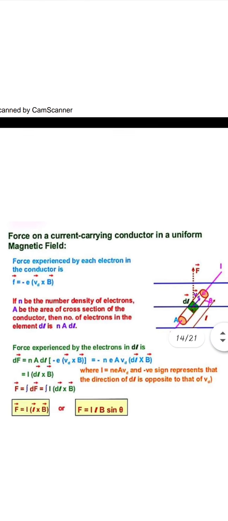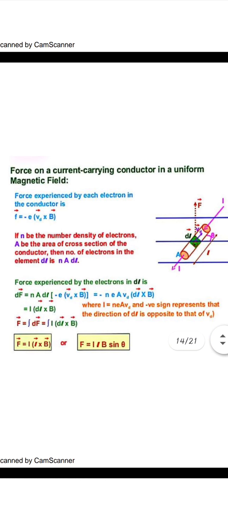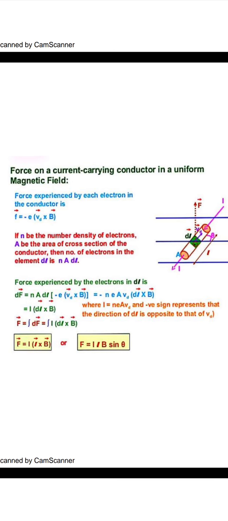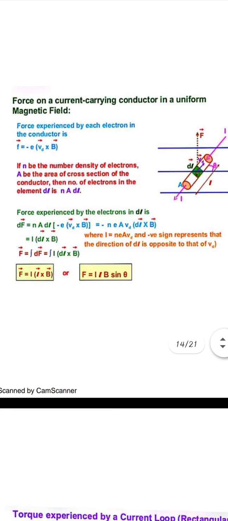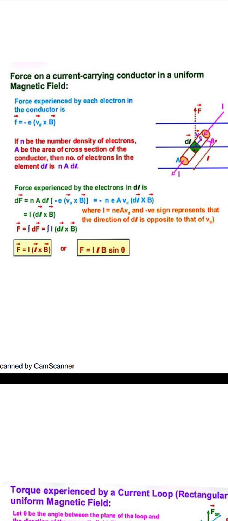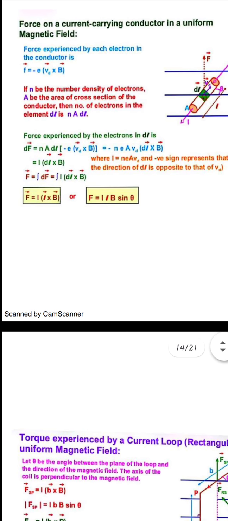Now the force experienced by a current carrying conductor in a uniform magnetic field. The magnetic field is the same throughout. So we can say the force experienced by each electron in the conductor is given by V cross B. We have seen so far that the force is Q times V cross B, but for the electron the charge is minus e, because the charge of an electron is negative, and the drift velocity will be taken. The force experienced by the conductor in the uniform magnetic field is given by I L cross B, where dl is the element of the wire.